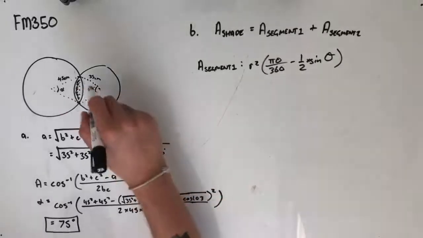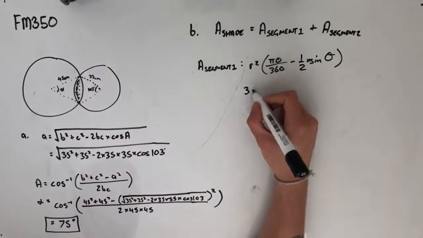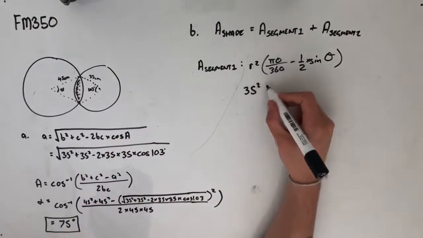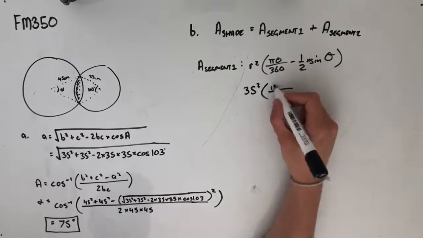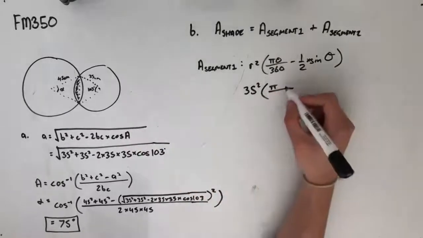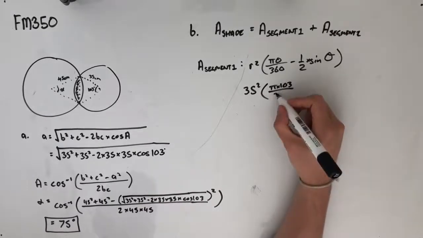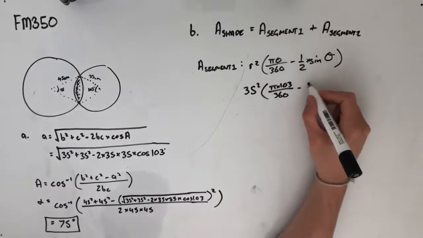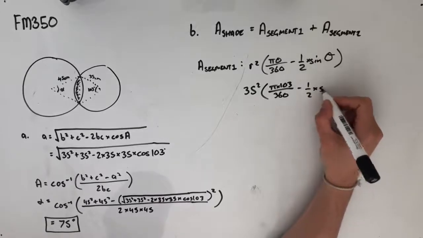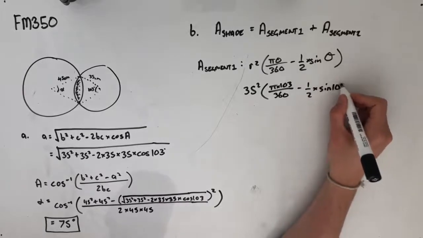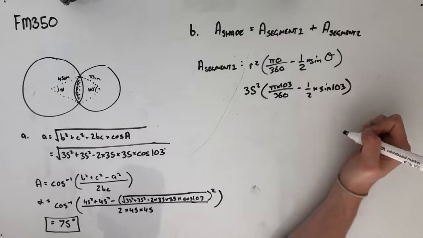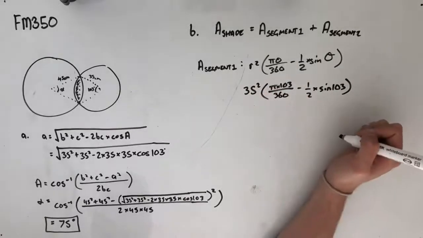The radius of this first segment is going to be the 35 centimeters, so 35 squared. Pi times our theta for this, or our angle, is 103 degrees, so pi times 103 all over 360. We're going to minus 1 over 2 times sine of 103. And that'll be our expression for the area of segment 1.